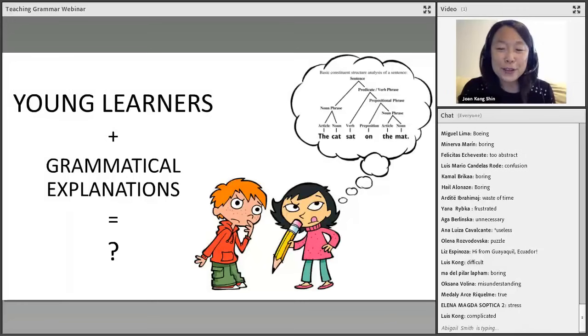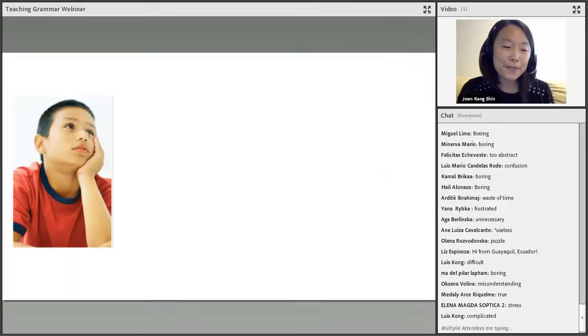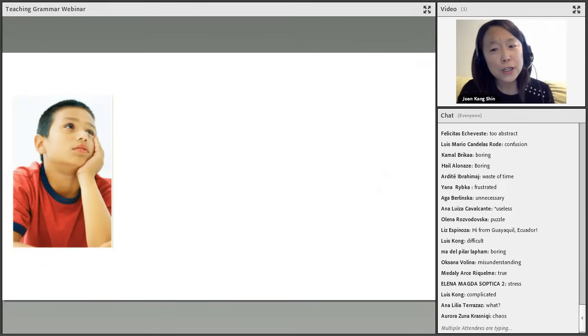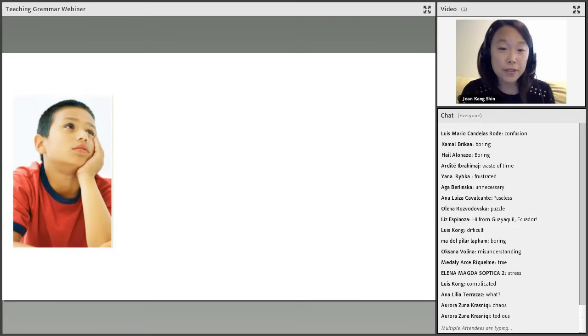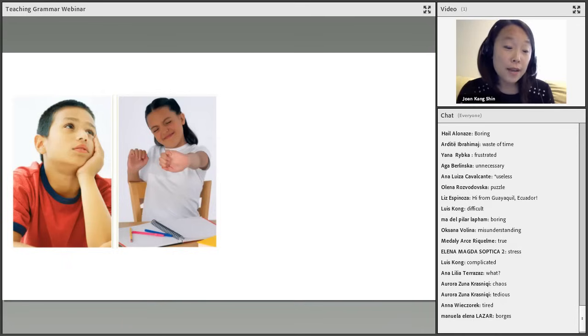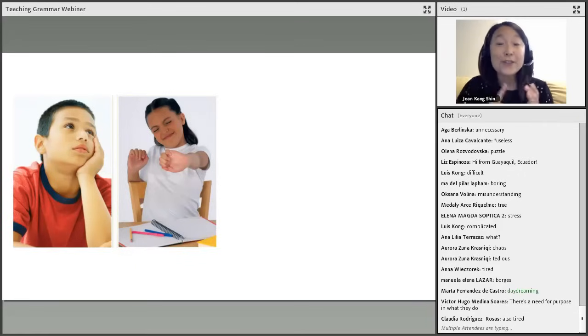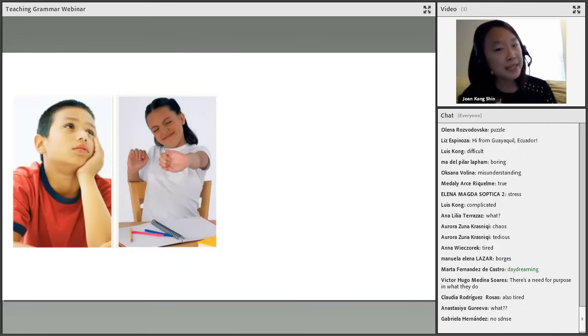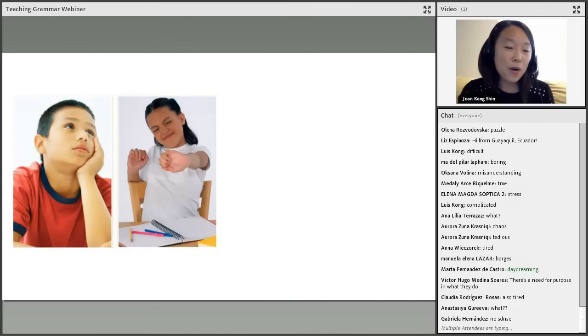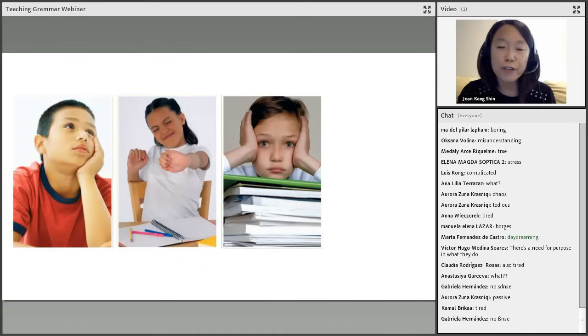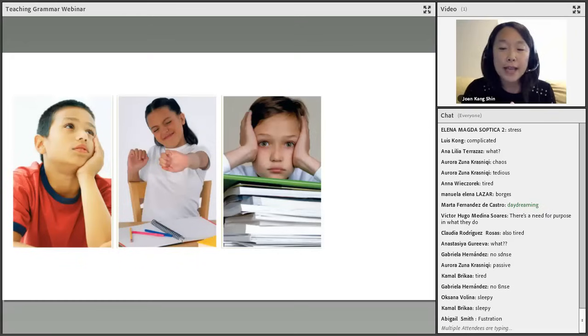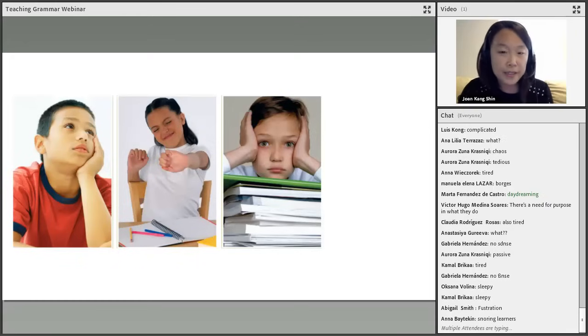So, young learners plus grammatical explanations equals, maybe bored learners. Students may not understand these abstract explanations of grammar, so they might be sitting there bored, or maybe tired learners, because if you do not engage learners actively, then they might start to get very sleepy. And they also might become somewhat worried or stressed because your class becomes only about form and accuracy.